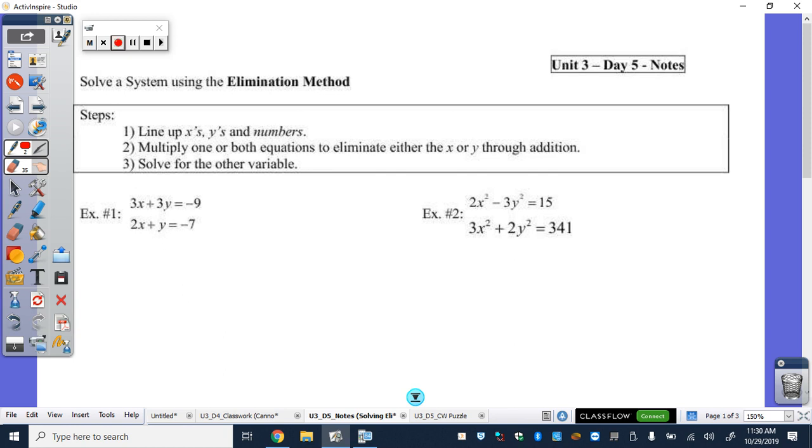What do we need to have in order to eliminate a letter? The same value except opposite signs. Looking at this first one, I think the y's are going to be the easier one to eliminate if I make this a -3, because then 3 plus -3 is gone. So I'm going to multiply that equation times -3.